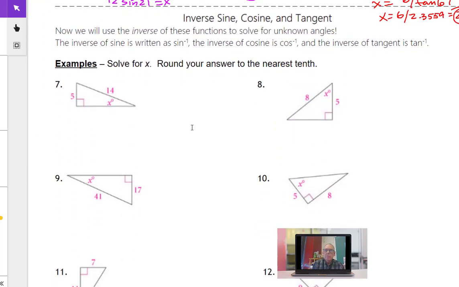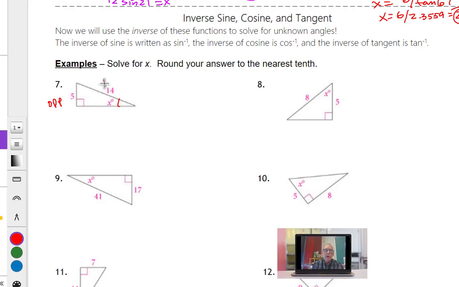Let's look at the inverse problem. Now for these, we solve for the angle that goes with the ratio. So let's set this up. x is our reference angle. 5 is an opposite side. 14 is the hypotenuse. So we have sine with this. We say sine x equals opposite, which is 5, over hypotenuse, which is 14. So what we're going to do with these is turn this into a decimal, and then we're going to look up in the table the closest angle that we have to the actual number that we get.